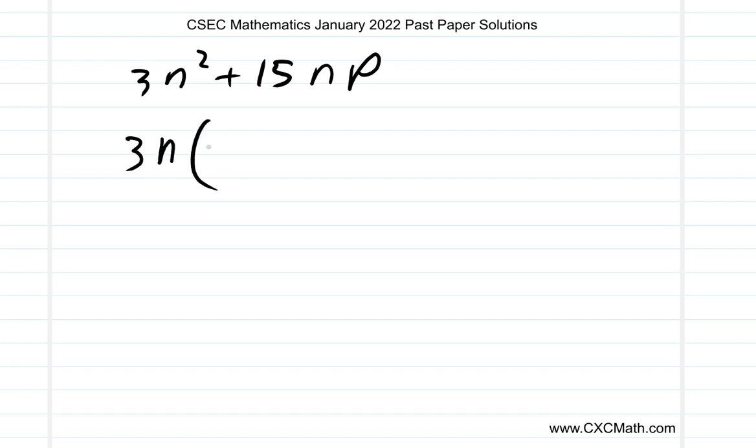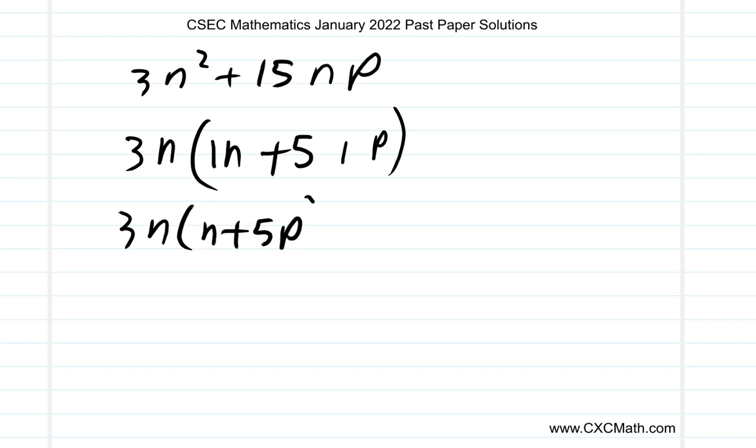So what you have here is 3 divided into 3 is 1. You can put the 1 there. We don't necessarily have to put it, but for explanation purposes, I'm putting it there. n into n squared goes n. Plus 3 divided into 15 is 5. n divided into n is 1. And we have our p. We have 3n, n plus 5p.